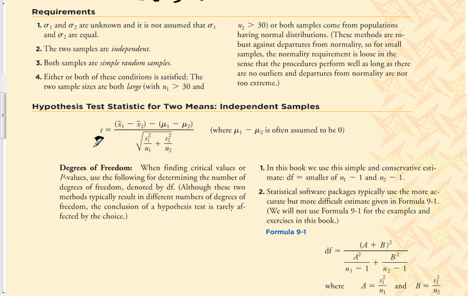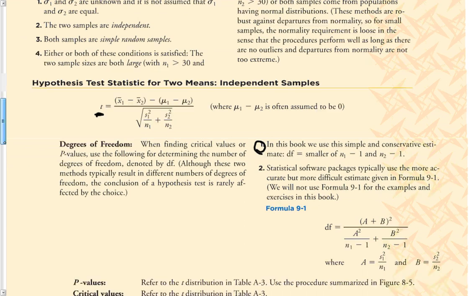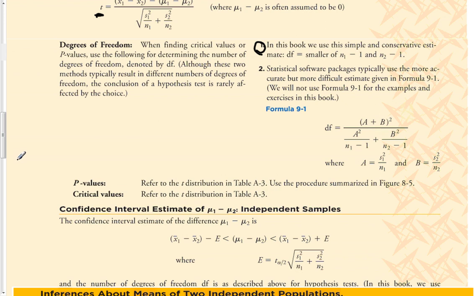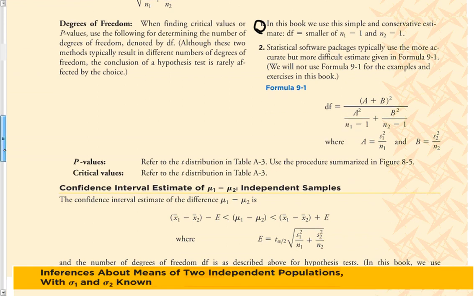So here are the two criteria. I'm going to use criteria number 1, which is the most simple criteria, and it's also more conservative. The degrees of freedom are just going to be the smaller of n1 minus 1 and n2 minus 1. So you subtract 1 from both sample sizes, and you take the one that is smaller. Now, the other way of calculating the degrees of freedom is given here, and we're not going to go into that one. We're going to use the first one.